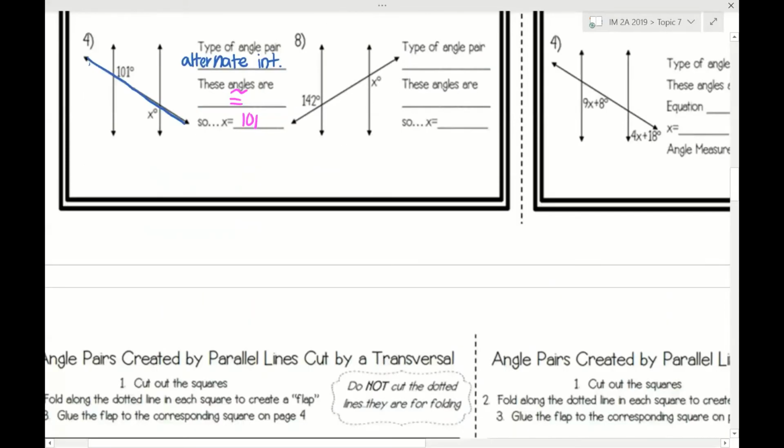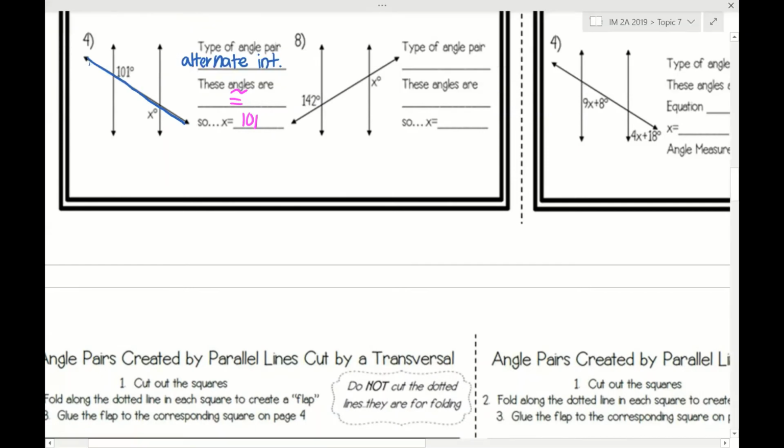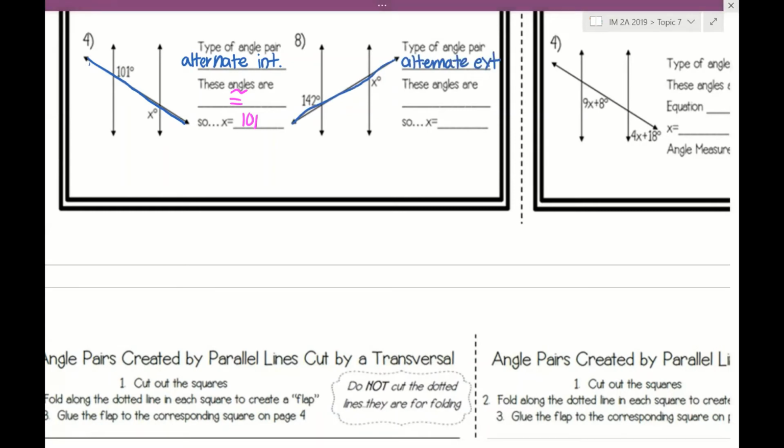For the last problem on this page, we're looking at exterior angles. So those angles are on the outside of the two parallel lines. And then if I look at the transversal, one's on the top and one's on the bottom. So that means that these are alternate exterior. Alternate exterior angles are angles that are congruent. And so that means that x and 142 have the same value. So x is equal to 142.